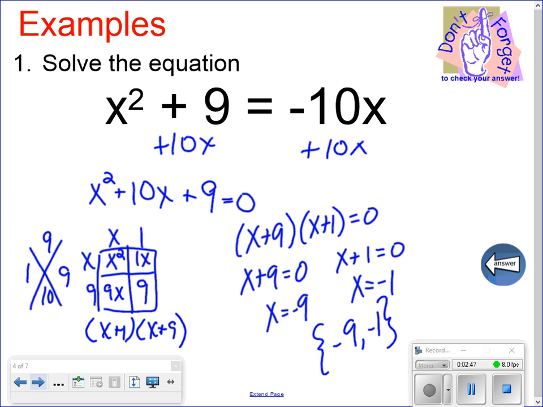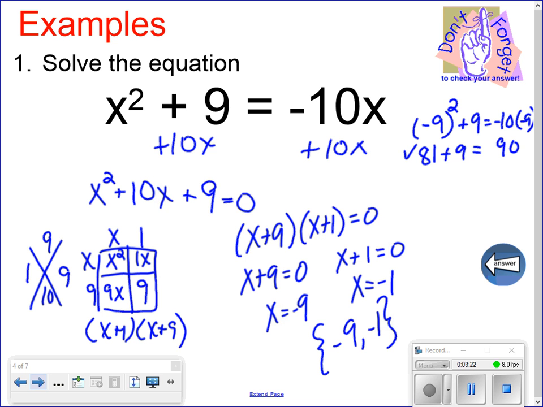Remember when we're writing our solution, we write it in set notation, that's in braces. Now, we want to check it to make sure that both of our answers are correct. So if I plug it back into the original equation, substitute both of them back in, my first one, I plug in negative 9 for x, so that's negative 9 squared plus 9 is equal to negative 10 times negative 9. Well, negative 10 times negative 9, that's positive 90. We've got negative 9 squared, which would be positive 81, plus 9 equals 90. So this one is correct.